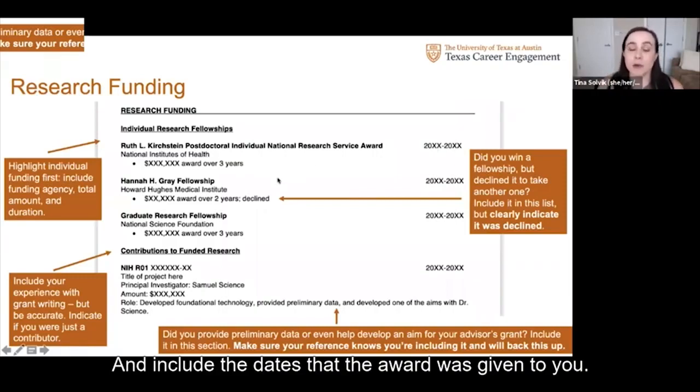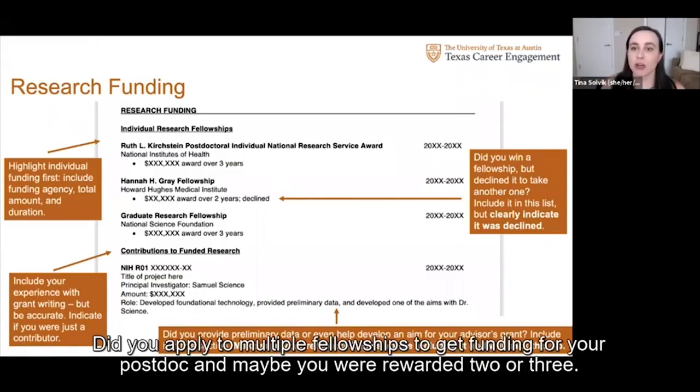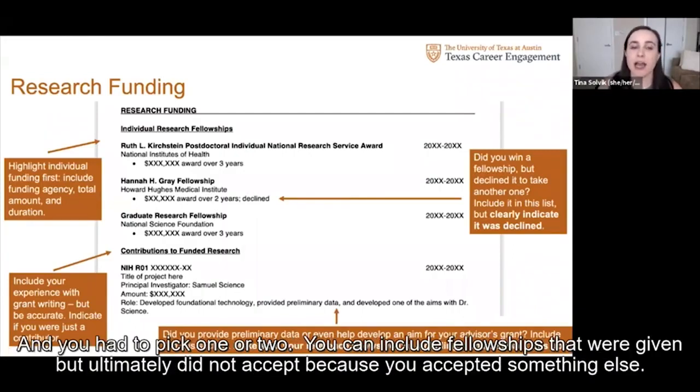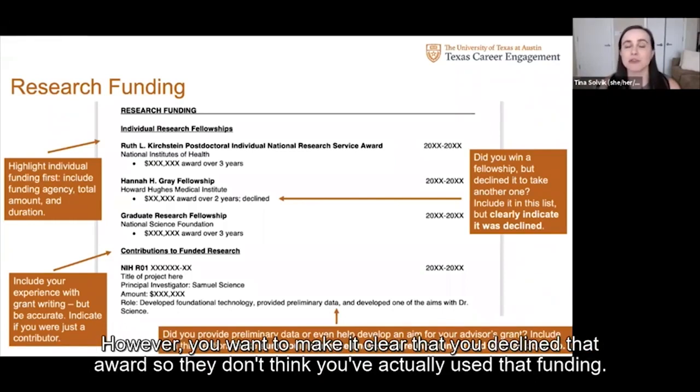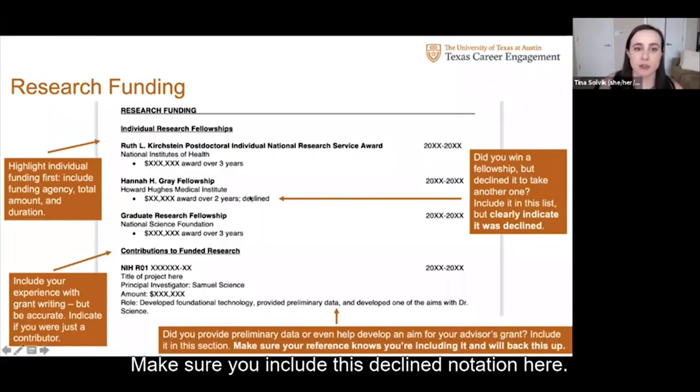Did you apply to multiple fellowships to get funding for your postdoc, and maybe you were awarded 2 or 3 and you had to pick which one to do because you couldn't do them all? You can include awards or fellowships that you were given but ultimately did not accept because you accepted something else. However, you want to make it clear in the research funding that you declined that award, so they don't think that you've actually used that funding. So make sure you include this declined notation here.